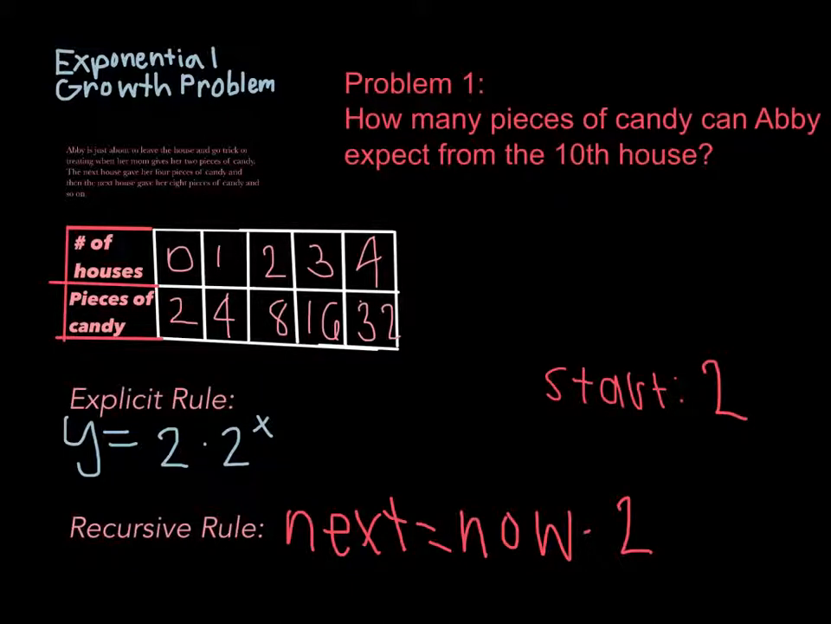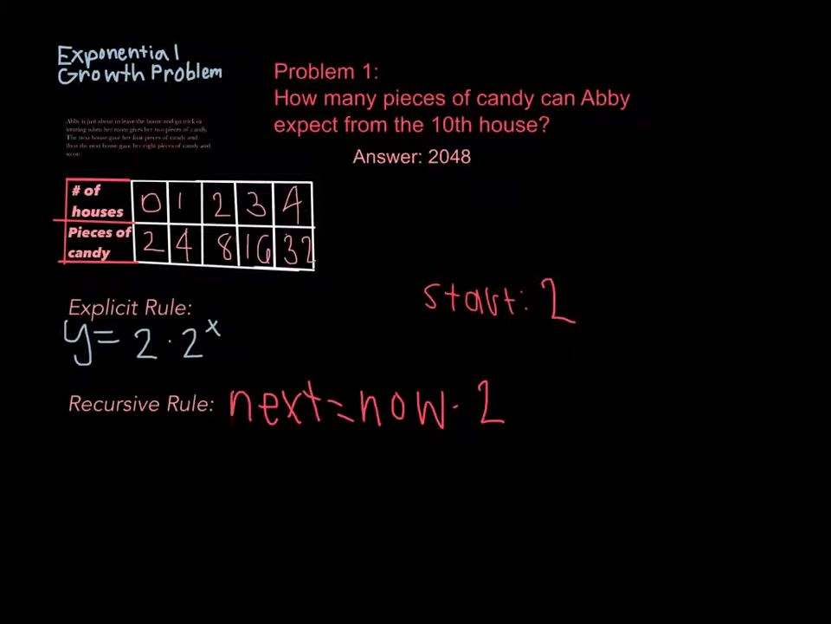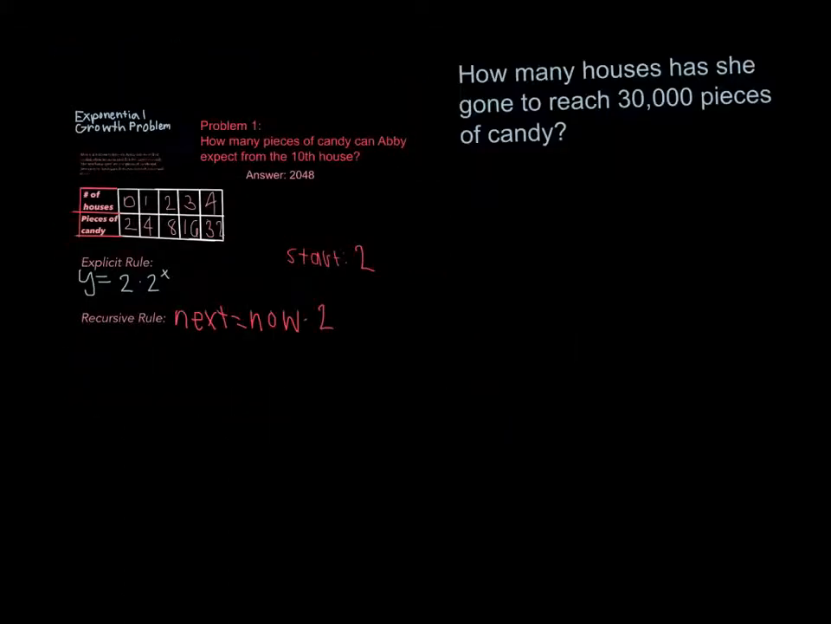Now it's your turn. Let's read problem number 1. How many pieces of candy can Abby expect from the 10th house? You should have gotten 2,048. Now let's do problem number 2. How many houses has she gone to reach 30,000 pieces of candy? You should have gotten 13 houses.